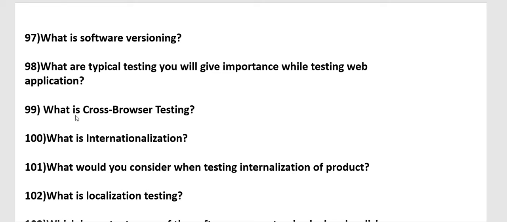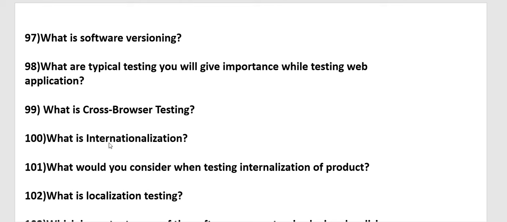What is cross-browser testing? As the name itself tells you, cross-browser means you're doing testing with browsers. Test your website or application in multiple browsers, making sure that it works consistently and as intended without any dependencies or compromise in the quality. The application can be a web application or mobile application. What is internationalization?